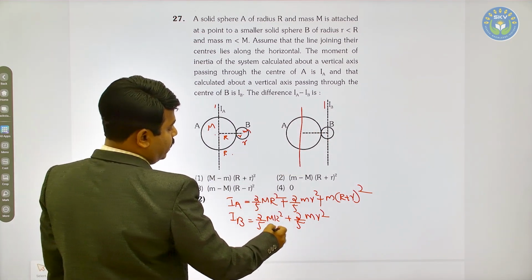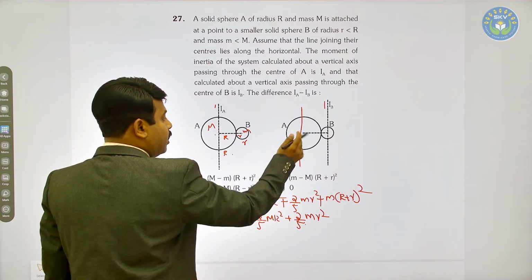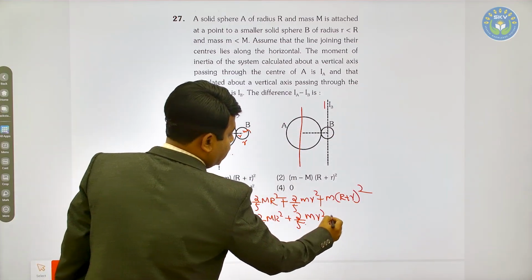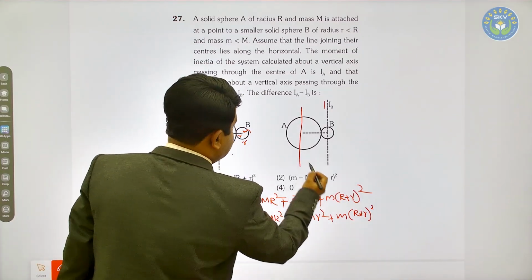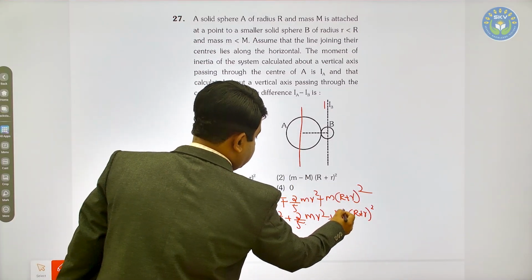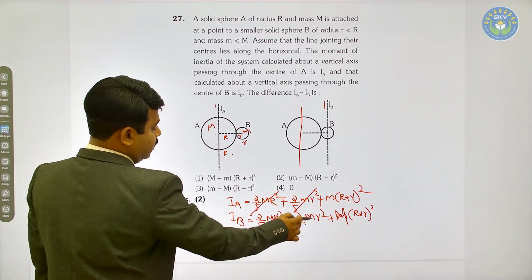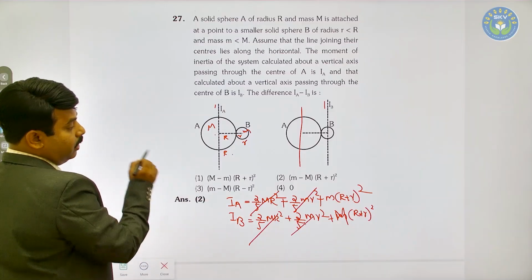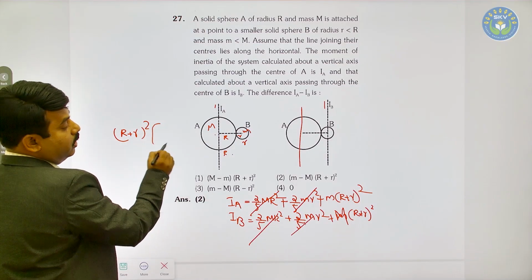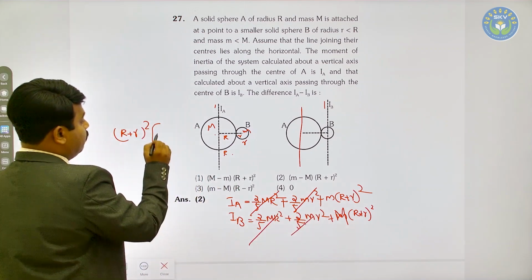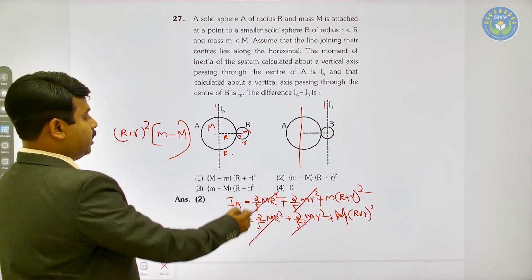So we can write 2/5 mr² plus 2/5 capital M r² plus this distance squared, that is again m into (r + r) the whole squared. But this is capital M, right? This is capital M. Now by subtracting, this cancels, this cancels, we need IA minus IB, then (r + r) the whole squared you can take out, here small m minus capital M. So which is the option? Option 2 is correct, right?